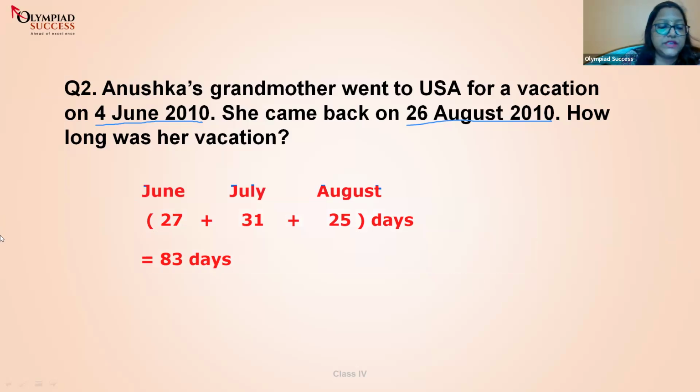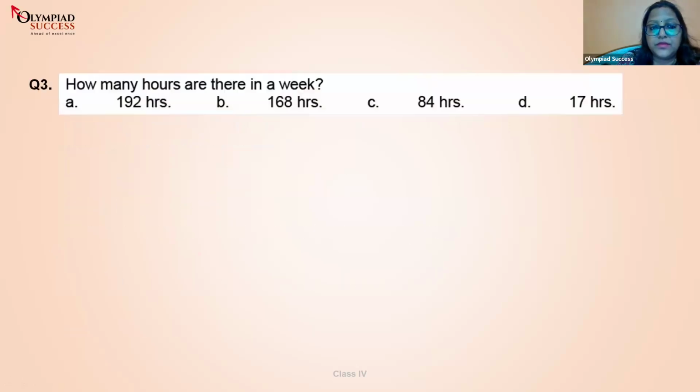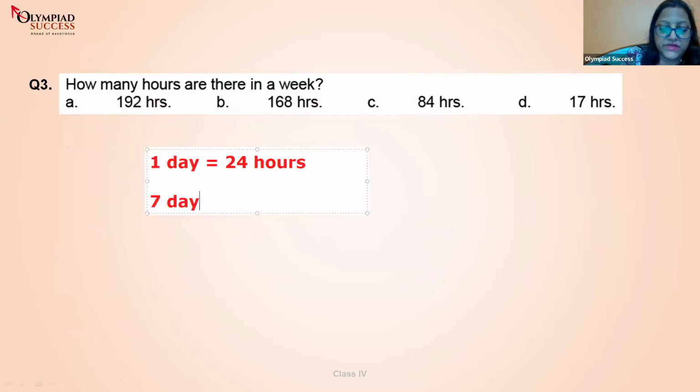Now let's go to the next question. How many hours are there in a week? In 1 week, they're asking you how many hours. Do you know how many hours we have in one day? 24. Correct. In 1 week, how many days we have? 7. 7 days. That means they're asking for 7 days. 1 day is given, 7 days, how many hours we have?